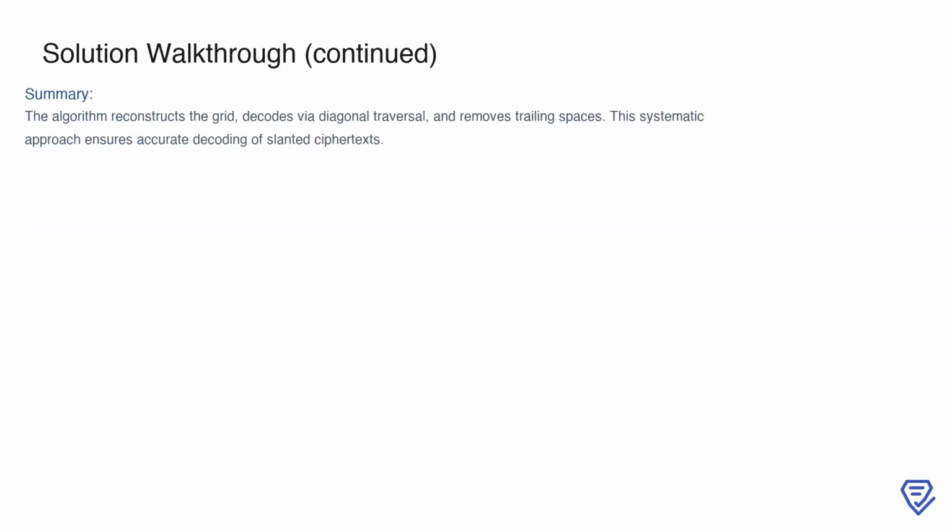In summary, the decoding algorithm follows three main steps: reconstruct the grid based on the number of rows and columns, traverse the grid diagonally to collect the characters in the correct order, and remove any trailing spaces to produce the final decoded text. By breaking the problem into these logical steps, the algorithm ensures that we can accurately decode slanted ciphertexts of varying sizes and configurations.